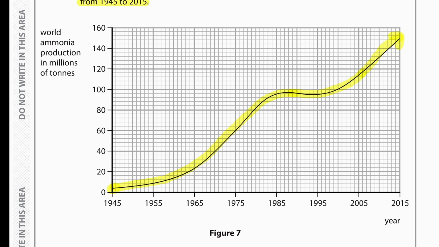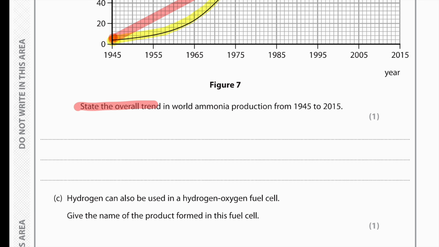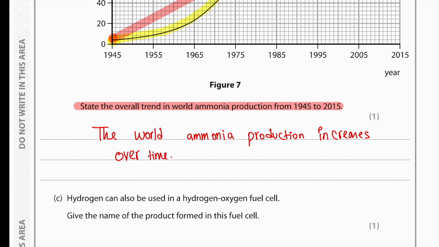So there is an overall increase we can see in the graph. State the overall trend in the world ammonia production between 1945 to 2015. So the world ammonia production increases over time.